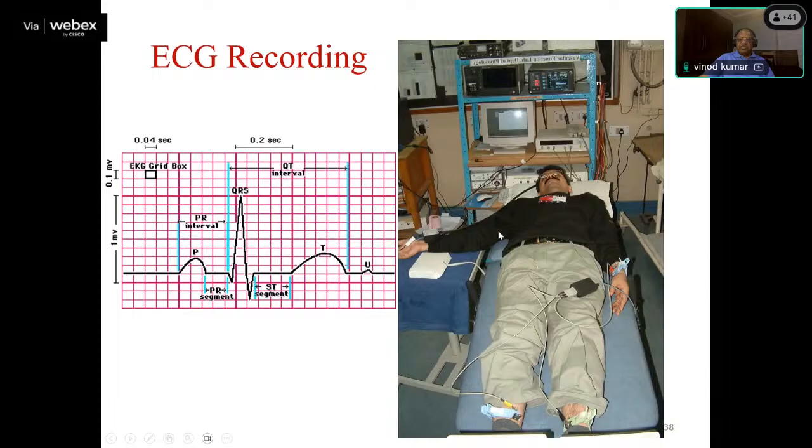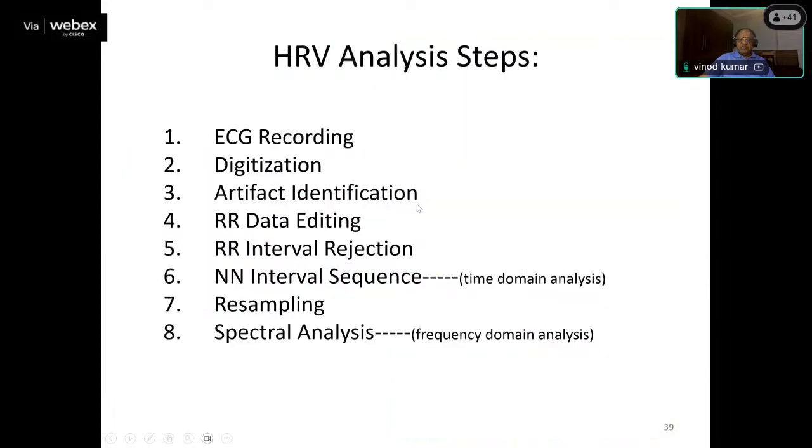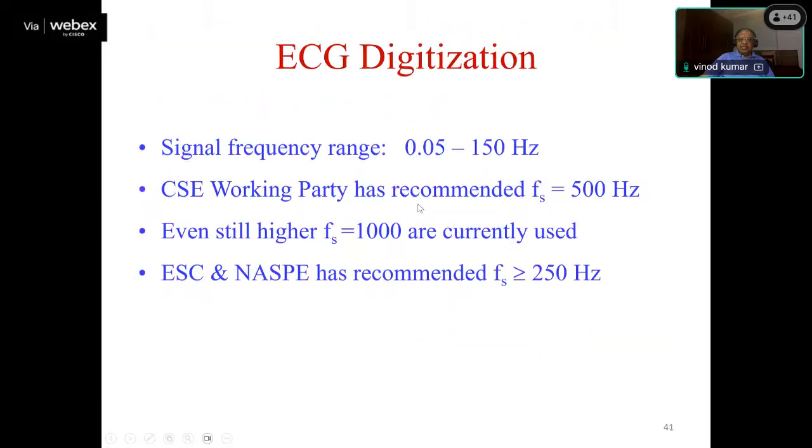This is how we record the ECG signal. This we have done in the lab also. These are the processes we followed. When we record the ECG signal, then we do digitization of the signal. Normally the signal frequency is 0.05 hertz to 150 hertz. This is our frequency of interest, the maximum frequency range which may be of interest to study.